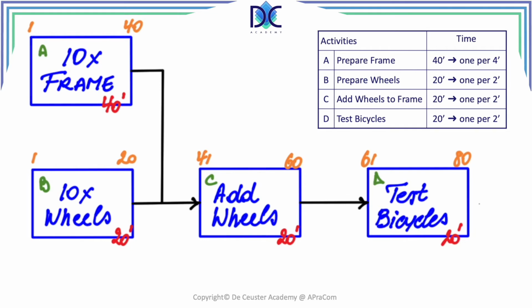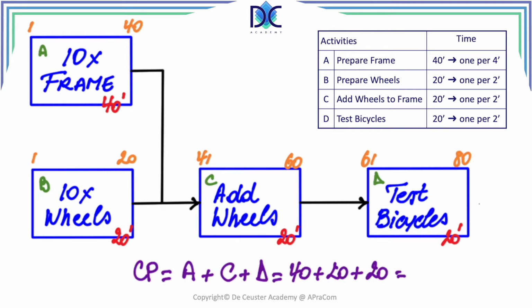80. Now, basically, when we look at this, we can find the critical path, and we see that the critical path is A plus C plus D, which gives us a total duration of 80 minutes.